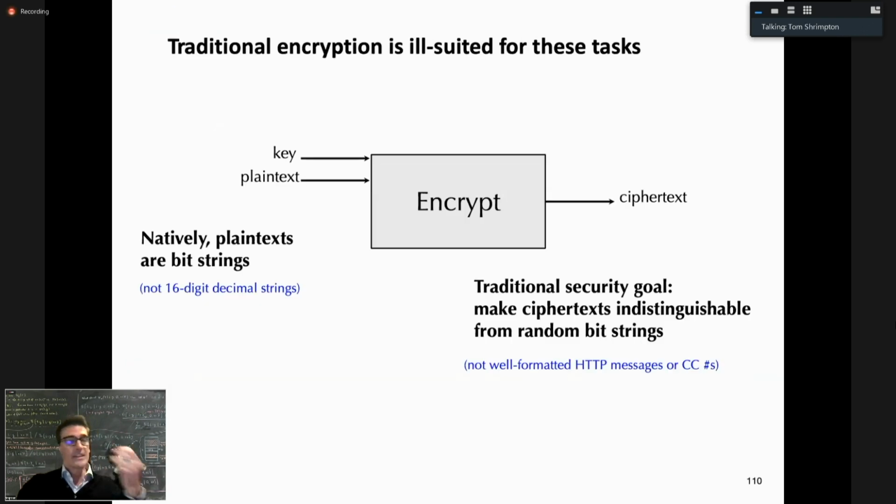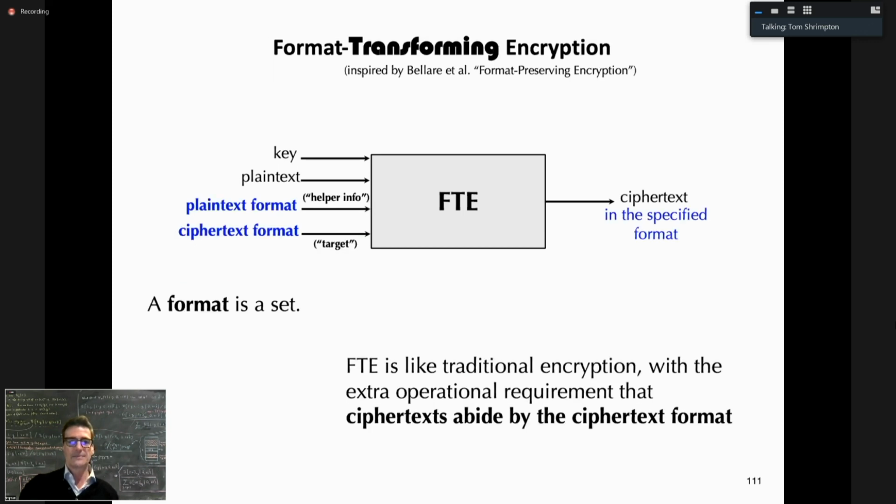As I said, the thing that ties these two disparate use cases together is the fact that traditional encryption is really ill-suited for either of these tasks, in particular because natively, we think of encryption as taking in bit strings, not weird things like 16 decimal digit strings, which you would need for credit card numbers. And the traditional security goal for encryption schemes is that the ciphertext should be indistinguishable from random bits and not something like a well-formatted HTTP message or a credit card number or whatever. So traditional encryption is ill-suited for these tasks.